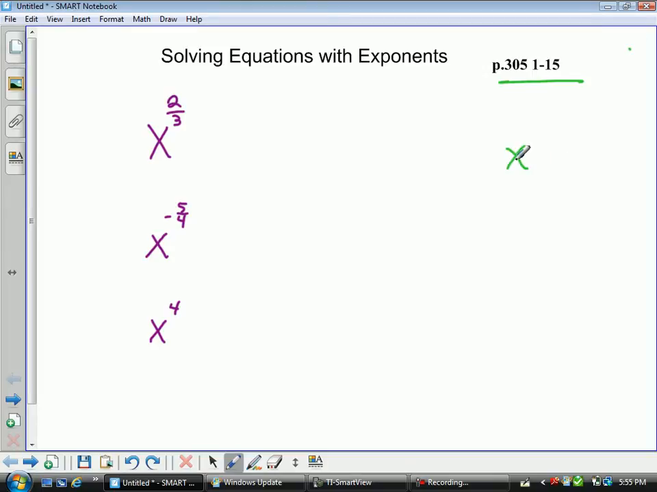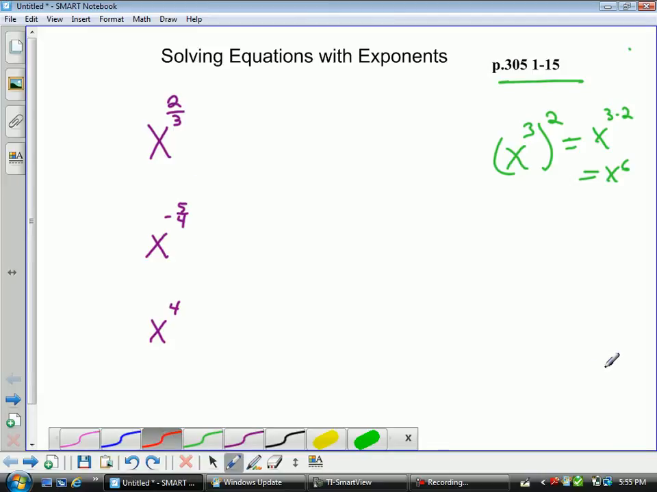As you recall, whenever we raised a power to another power, we multiplied the powers. So x cubed to the power of 2 became x to the 3 times 2, or just x to the 6th.